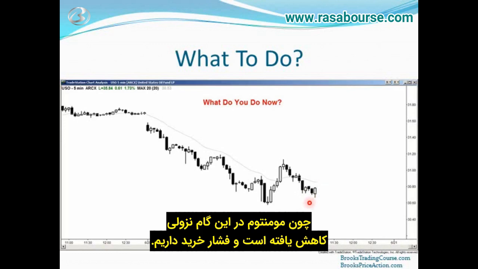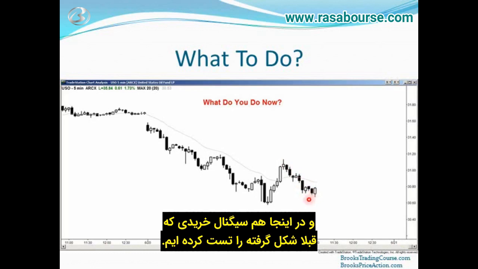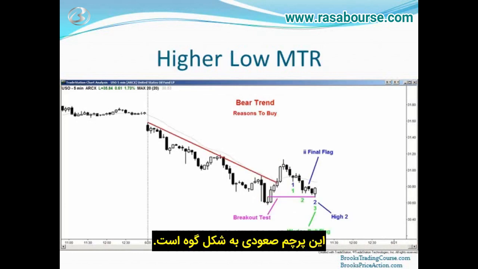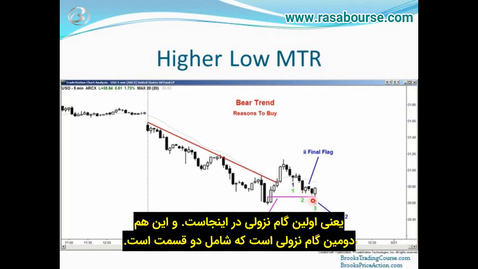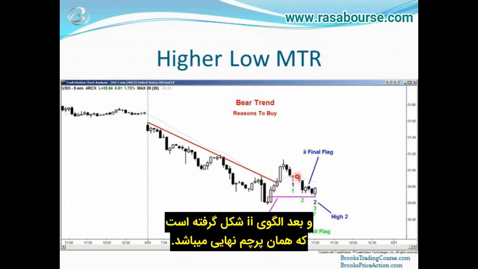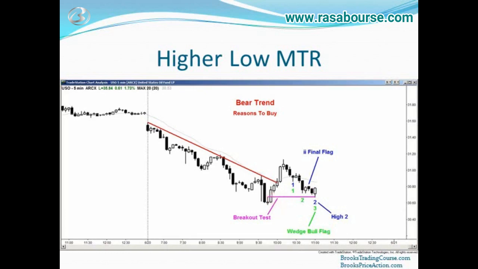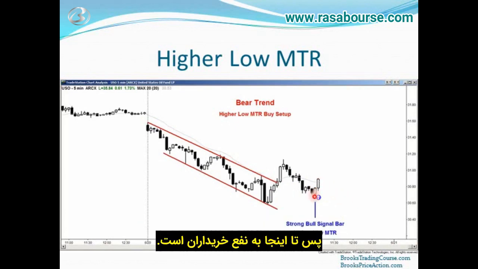The sell-off lost momentum. We got some buying pressure, and it's a breakout test of the earlier signal. I think this is a strong buy setup. You know, you can call it a wedge bull flag, 3 pushes down. You could call it simply a high 2, 1 push down, and then a second push down that's subdivided. And we have the II final flag and the breakout test. So there are a lot of reasons to buy. Great looking entry bar after a great looking signal bar. So far this is looking very good for the bulls.